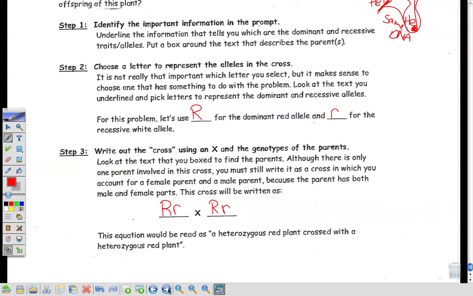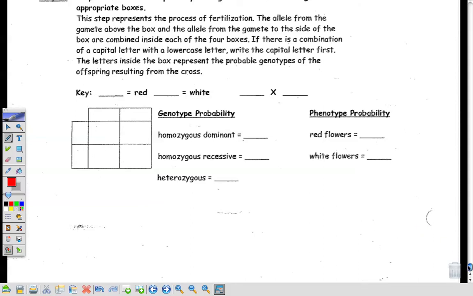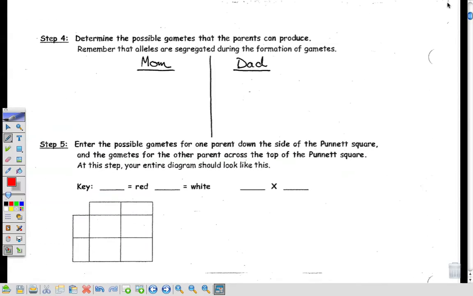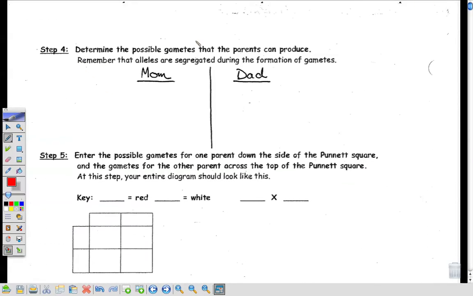So we go on to page 2. Determine the possible gametes that the parents can produce. Remember that the alleles are segregated. And if you remember from our crossword puzzle, segregated means separate, right? And so mom and dad are both heterozygous.